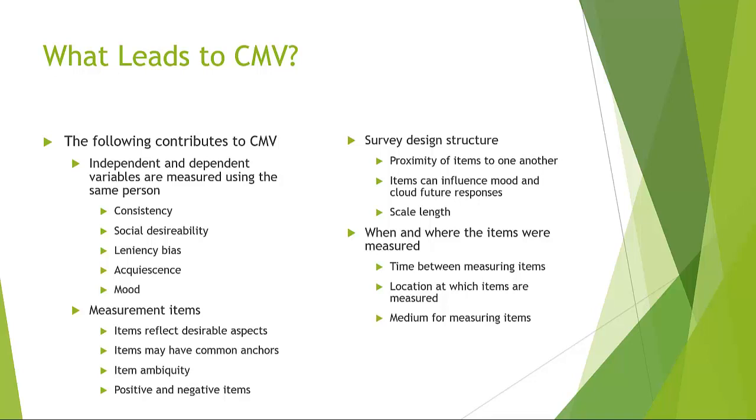Item ambiguity, so when respondents don't understand what it is that's being asked of them, they're likely to impose their own view on that particular item or respond to it in a way that they've responded to somewhat similar items or items close by. And then also if there's a lot of positive items or negative items in your data, you're likely to see higher levels of common method variance because of mood, etc., that those types of items can provoke.